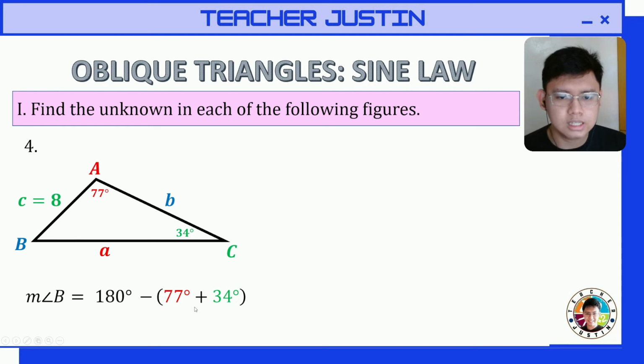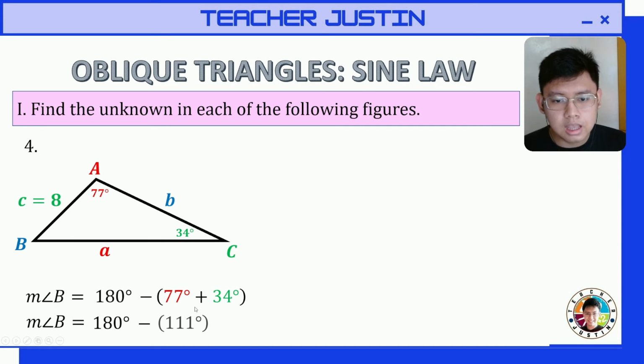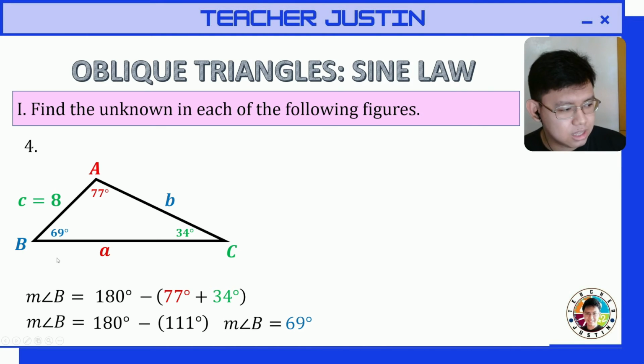So, add muna natin si 77 and 34. That will give us 111 degrees. Now, let's subtract that from 180. That will give us the measurement of angle B, which is equal to 69 degrees. So, lagay natin dito 69 degrees. Ayan, kompleto na yung interior angles natin. Let's solve for the missing sides.